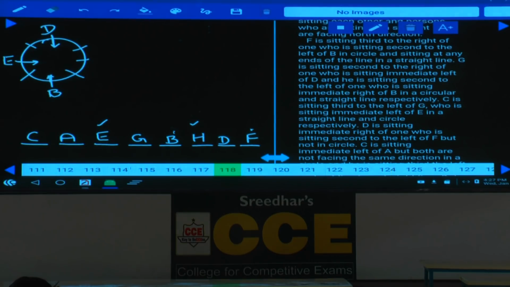Now let us discuss this F. F is seated third to the right of the one who is seated second to the left of B. Now we are discussing this circle. Second to the left of B, who is that person here? E. Now to this E, F is third to the right. Third to the right means where should this F be? F must be here only.